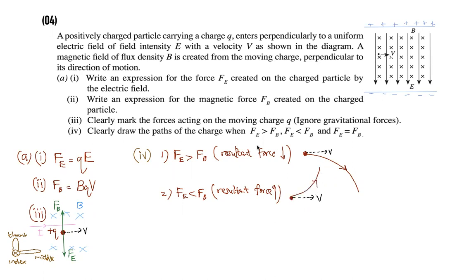And finally, what will happen in the last one, people? Hurry up. When you equate Fe and Fb, there is zero resultant force vertically. People, tell me then, what will happen? The particle will continue to move straight without a change in direction.